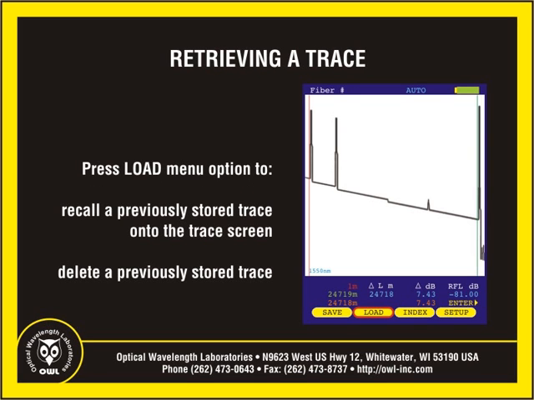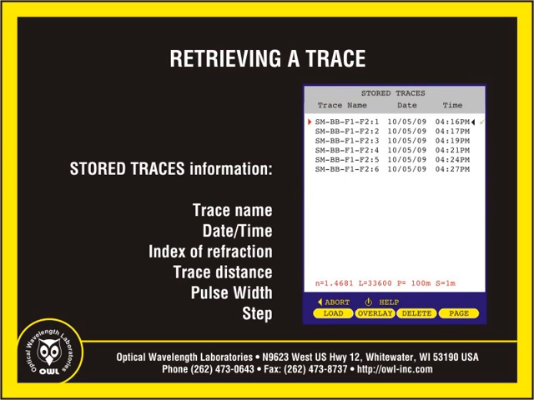Previously stored traces may be recalled from memory to be displayed on the OWLTrek OTDR screen or can be deleted from memory. Press the Enter button until the Save and Load options appear on the LCD display. From the Trace screen, press the Load soft key to access the Stored Traces menu. This screen shows a list of the traces stored in the OWLTrek's memory.